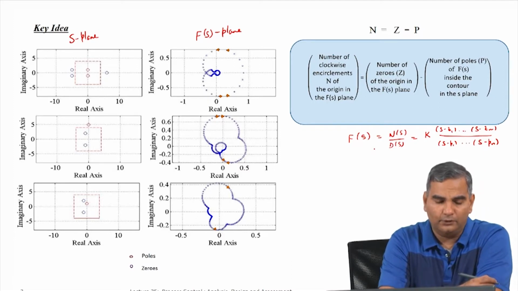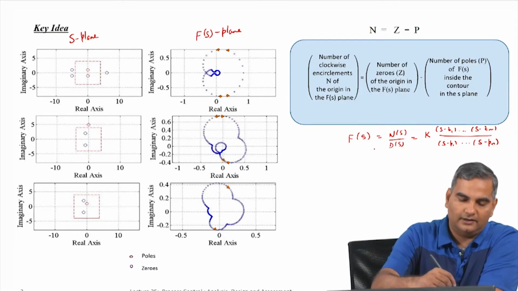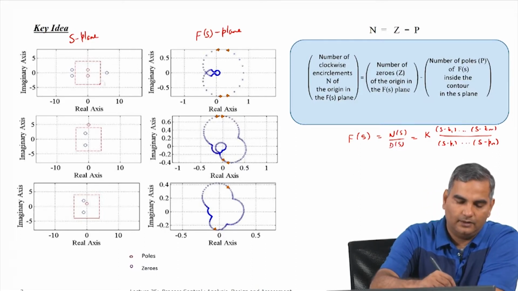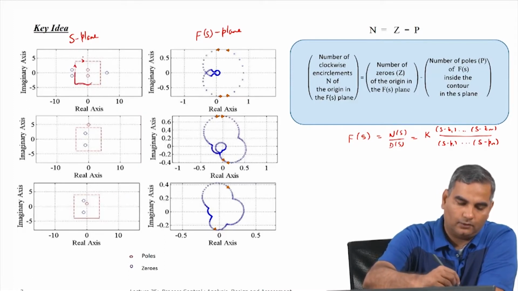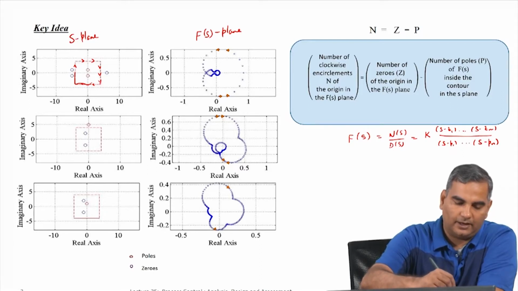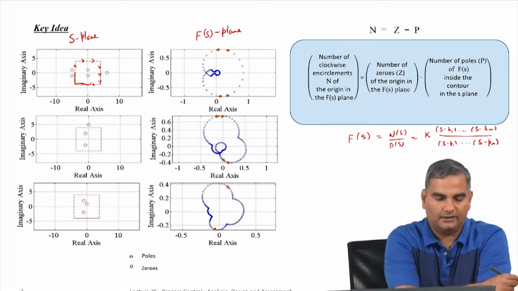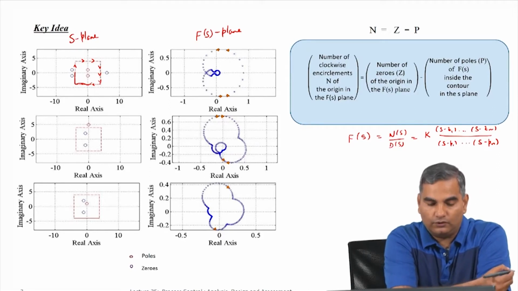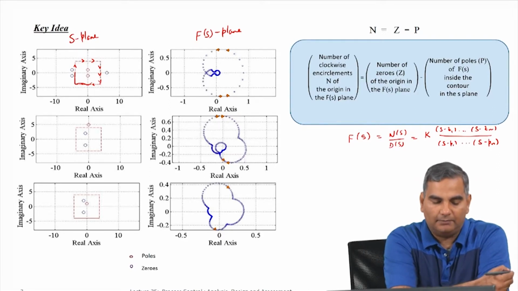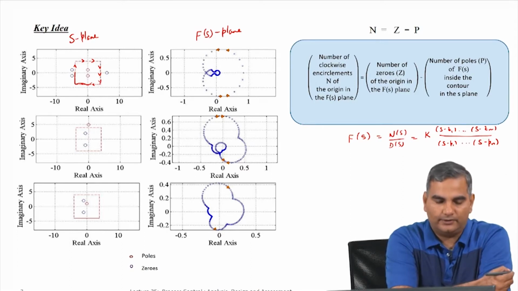Now, what I am going to do is take a contour. Let us say I start a contour here, and I keep moving in the clockwise direction in this contour. Okay. So, I start here and I move in the clockwise direction, and I come back here. So, that is one encirclement, or one full closed contour. I start at the same point and I come back to the same point in a clockwise direction.